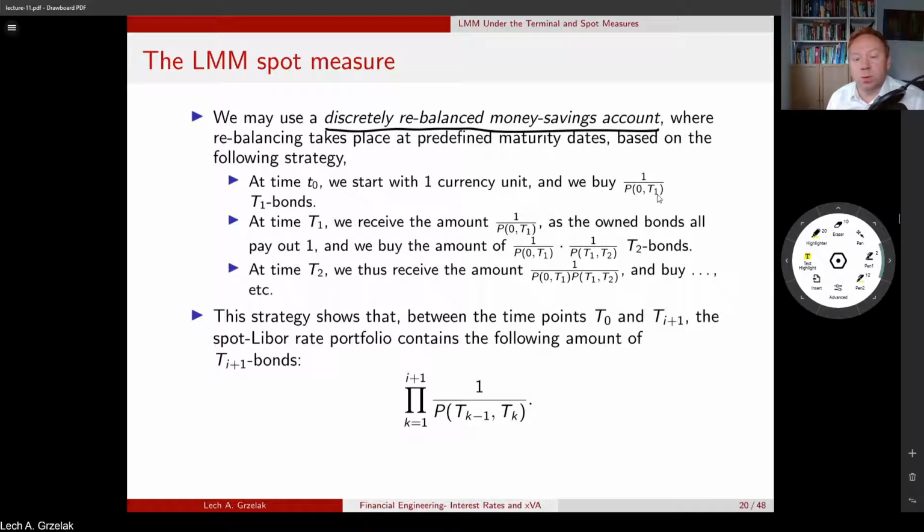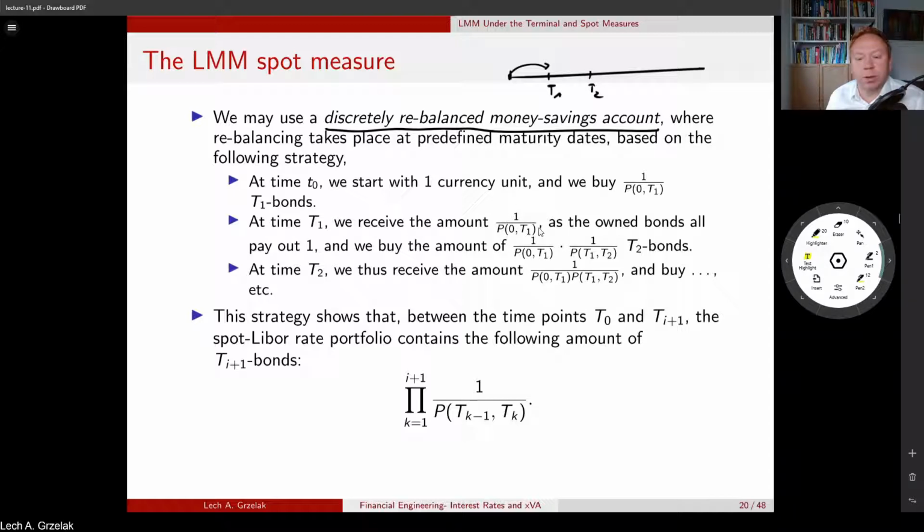Okay, so this is what we do for the first part. You see now the strategy is defined not on T0. We start with T1. We have T2. So we buy at time T1 the bond of this amount.